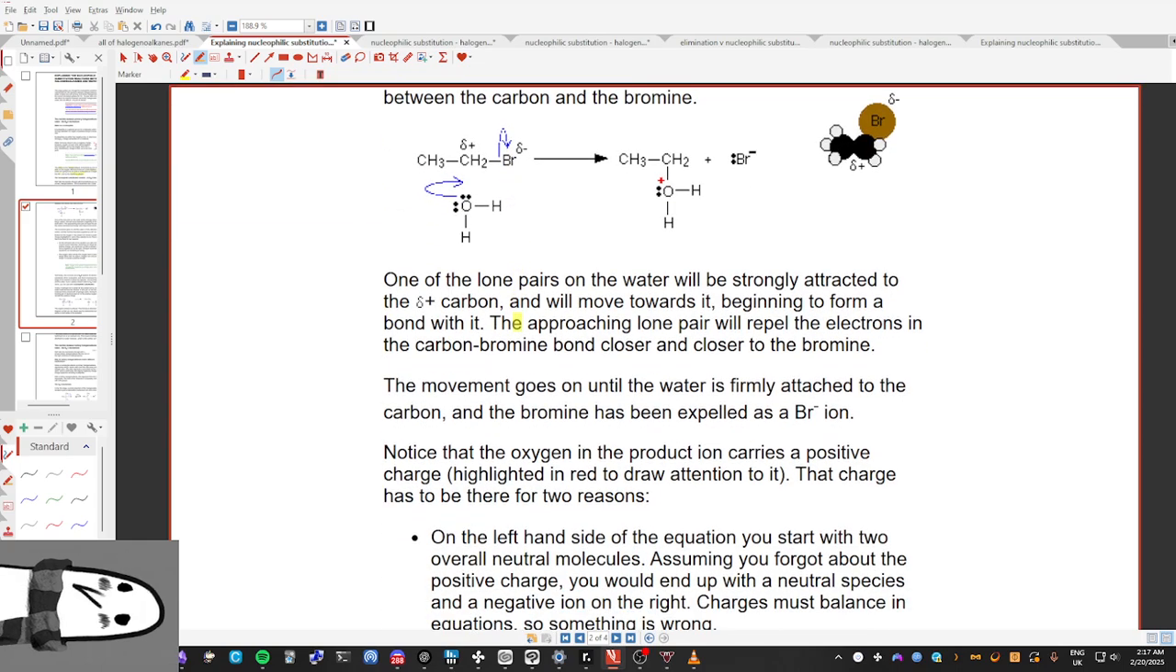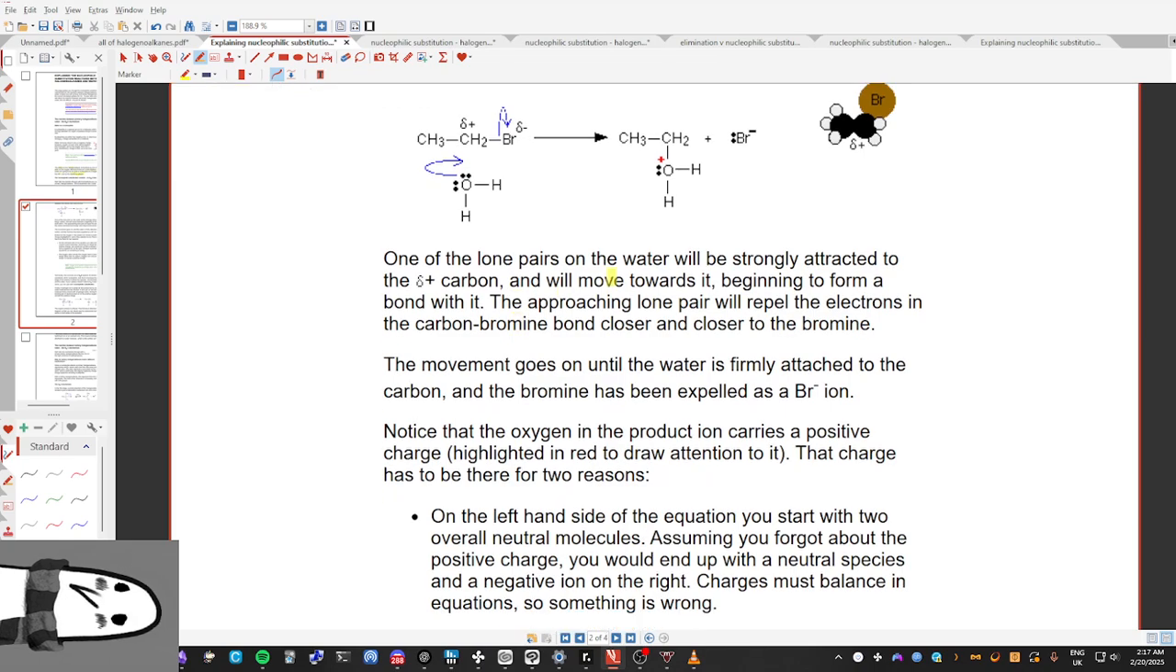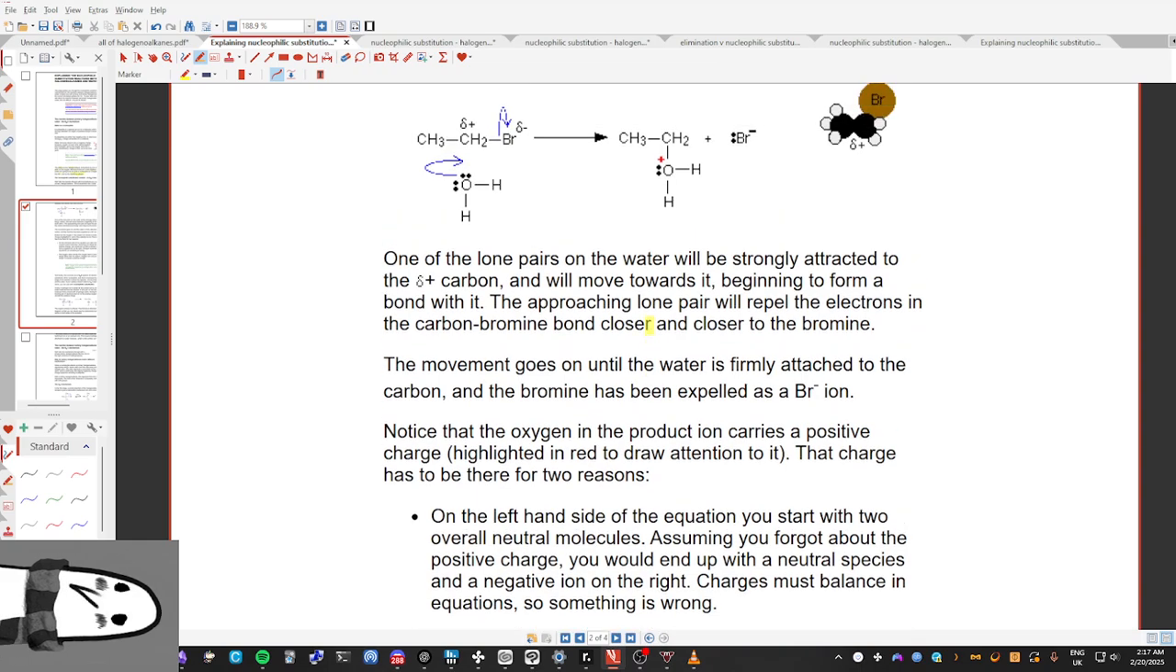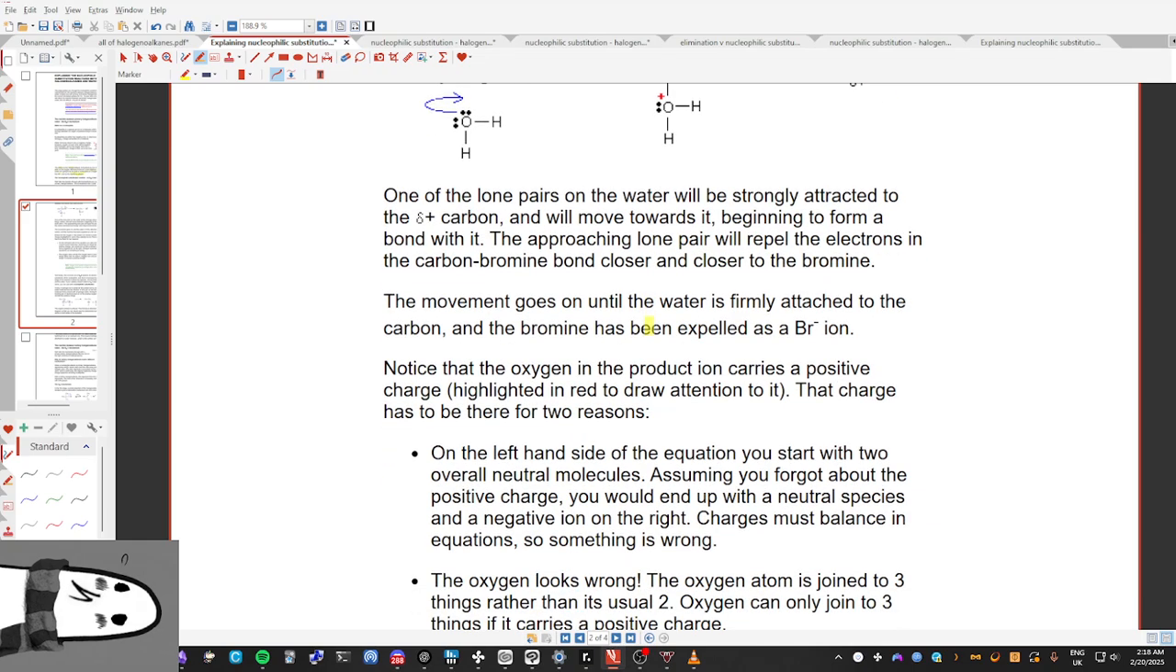Lone pairs in water will be strongly attracted. Lone pair will repel. The movement goes on. Yep, notice that the oxygen... Yeah, we had this entire conversation when talking about the NH3, how NH3 cannot be like NH4, which has to be a plus ion. Can't forget the plus.